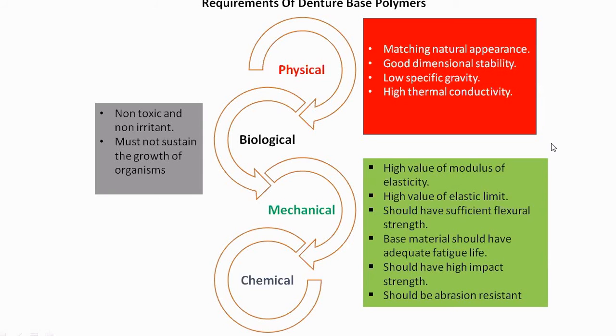What is high impact strength? If it falls unintentionally or accidentally, it should not break. It should be able to absorb the impact when it is dropped. It should be abrasion resistant. It should not get abraded easily.